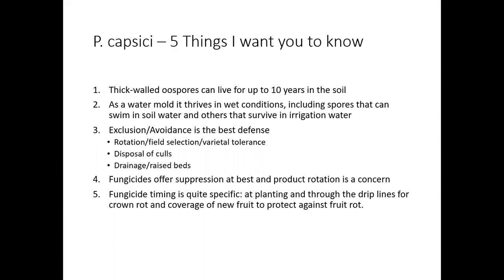And if you are using fungicide, then the timing is quite specific. You're looking at application at planting, and then probably through the drip lines if you want to have crown rot covered, or coverage of those new fruit to protect against fruit rot. And getting good coverage of cucurbit fruit through that canopy is very difficult, which is one of the reasons why we don't have great success with the fungicides to control this disease.